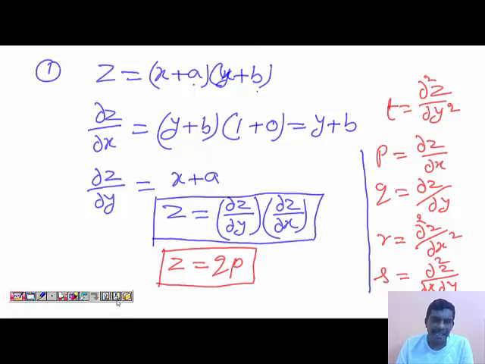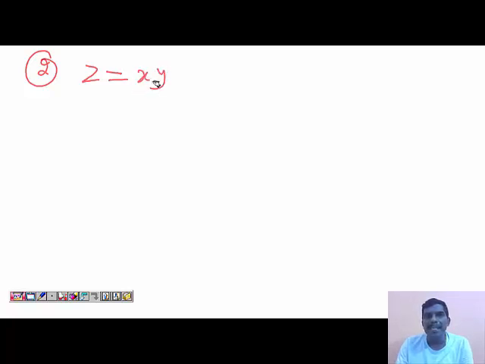Now let us take another simple example here. The second one: form the partial differential equation of the equation z is equal to xy plus y into square root of x square minus a square plus b.